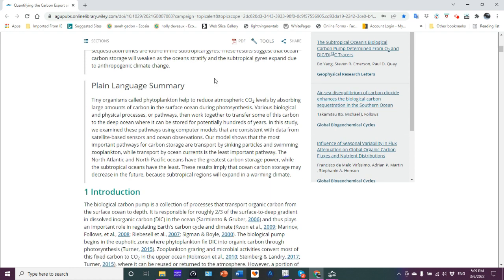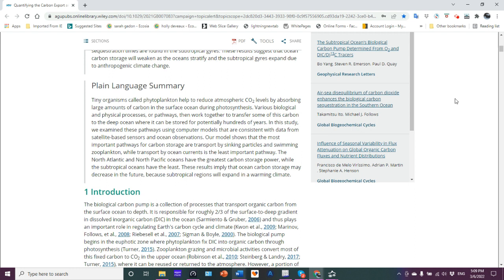Okay, now the plain language summary. Tiny organisms called phytoplankton help to reduce atmospheric CO2 levels by absorbing large amounts of carbon in the surface ocean during photosynthesis. Various biological and physical processes or pathways then work together to transfer some of this carbon to the deep ocean where it can be stored for potentially hundreds of years.